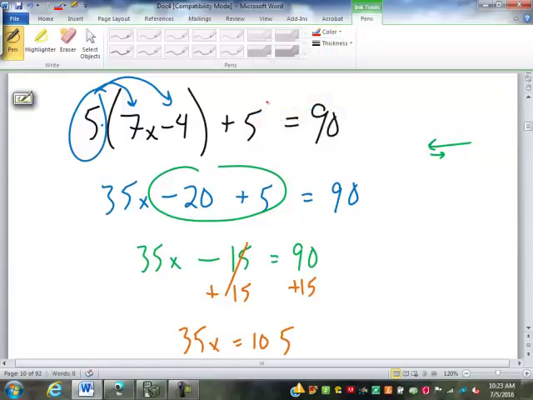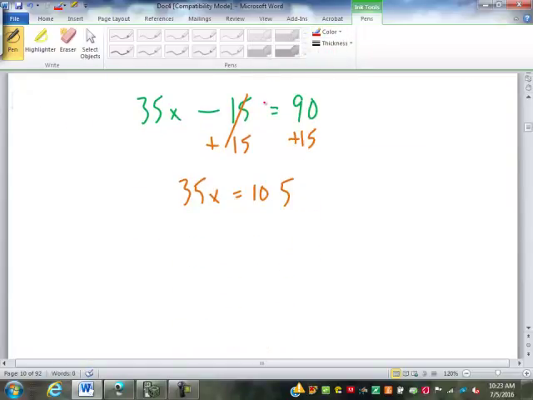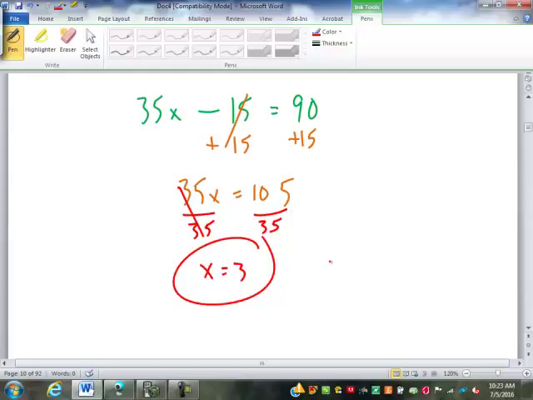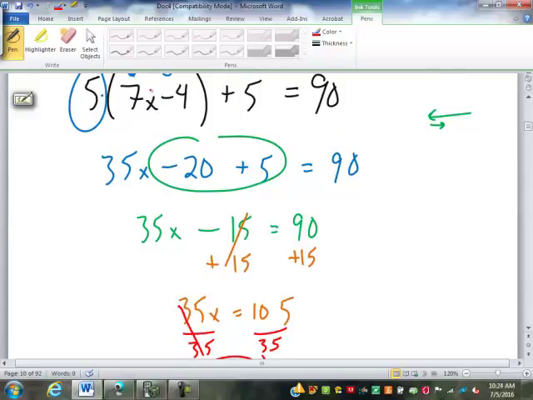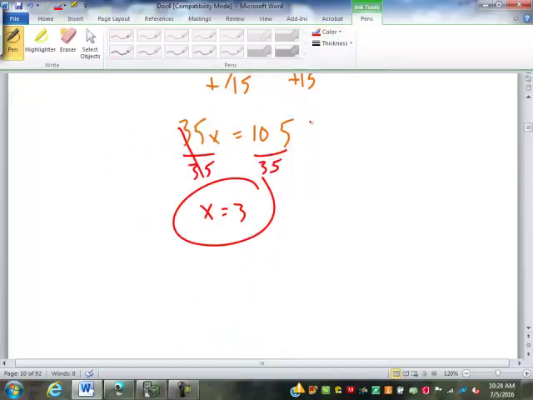And then divide by 35. X equals 3. And as always, you can go back and put it in and test it. If x were 3, 7 times 3 is 21, minus 4 is 17, times 5 is 85, plus 5 is 90. So it does check out. So x is 3.